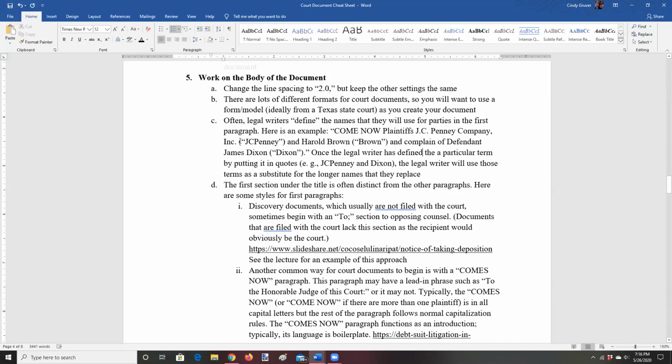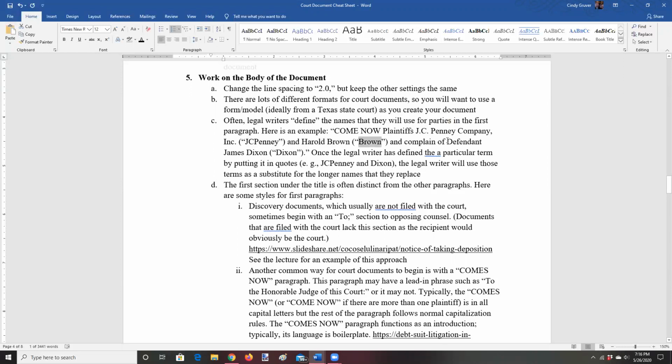Now you may wonder about this material in quotes here. You can see here that after plaintiff JCPenney Company, Inc., we have open parens with a quotation mark. Then we have JCPenney, close quotes, and close parens. What we're doing is we're defining this term, plaintiff JCPenney, Inc. We're saying instead of typing this long name, we're going to use this instead. This is like a nickname. It's a defined nickname. And instead of typing out the whole name Harold Brown every time, we're going to refer to him just as Brown.